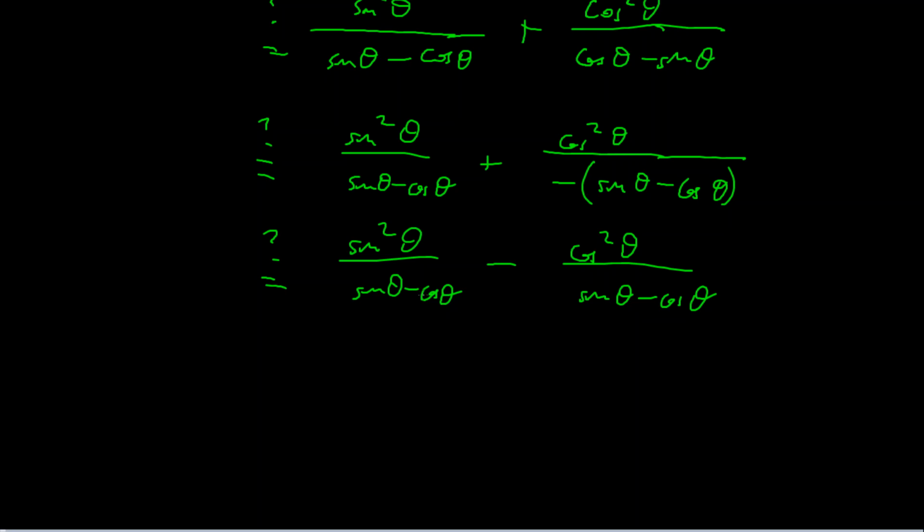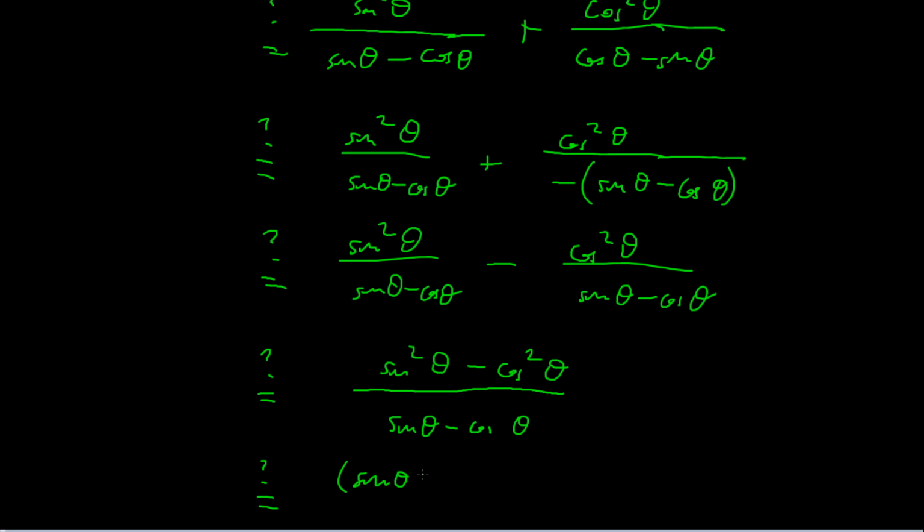They now have the same denominator, so now I can subtract the fractions. The bottom will be the same, sine theta minus cos theta. On the top is sine squared theta minus cos squared theta. I subtract the numerators. And this is, again, a difference of squares pattern, sine squared theta minus cos squared theta. That means that I can factor it as sine theta plus cos theta times sine theta minus cos theta, all over sine theta minus cos theta.